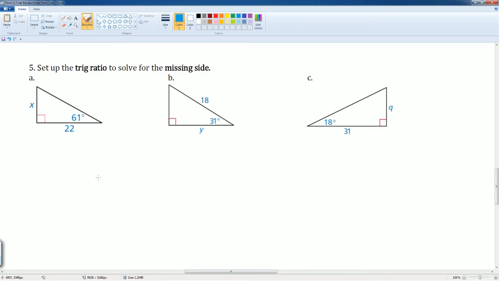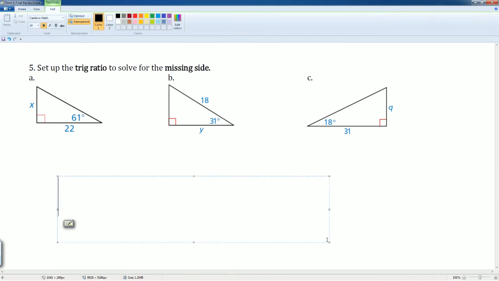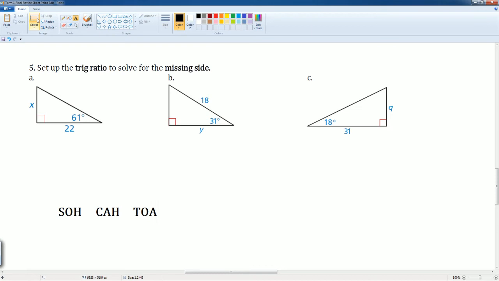So 5, we have to set up the trig ratio. To do this, we have to remember our SOHCAHTOA. Sine is opposite over hypotenuse. Cosine is adjacent over hypotenuse, and tan is opposite over adjacent. These are our trig ratios that we should memorize.